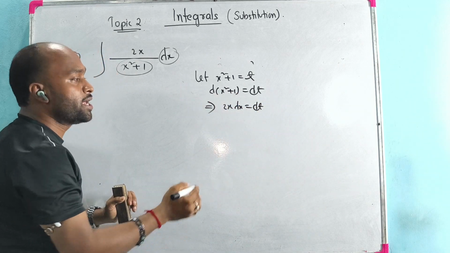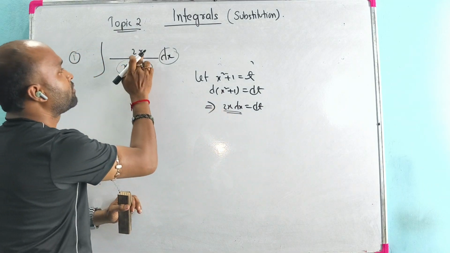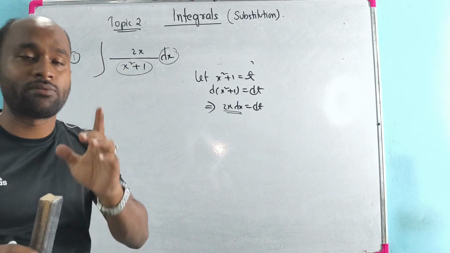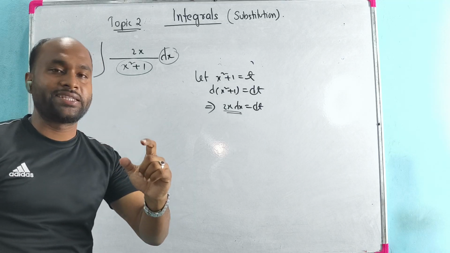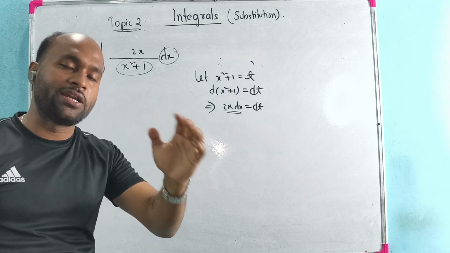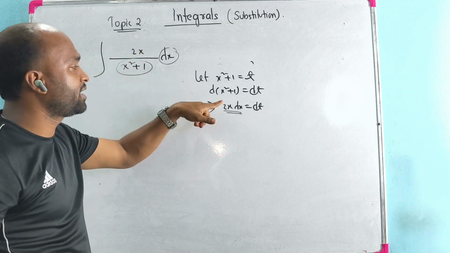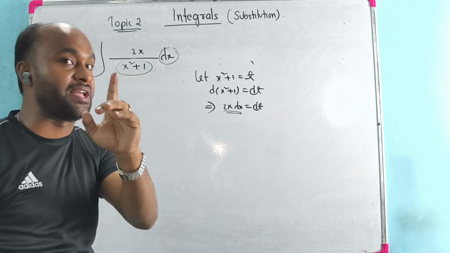Is this clear? Now you check whether this term is there or not. Yes, it is there. So no problem. If it is not there, you can adjust. Just remember one thing, right? Constants and plus minus, anytime you can adjust. But the main thing is whether this variable, this x and x, is there or not. This is the main thing, right?